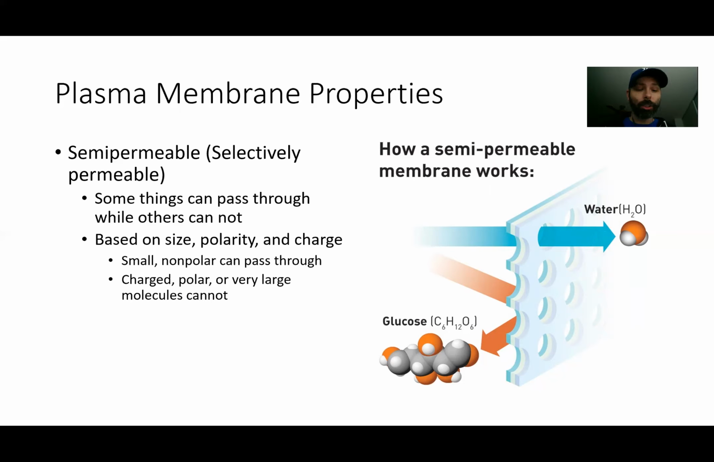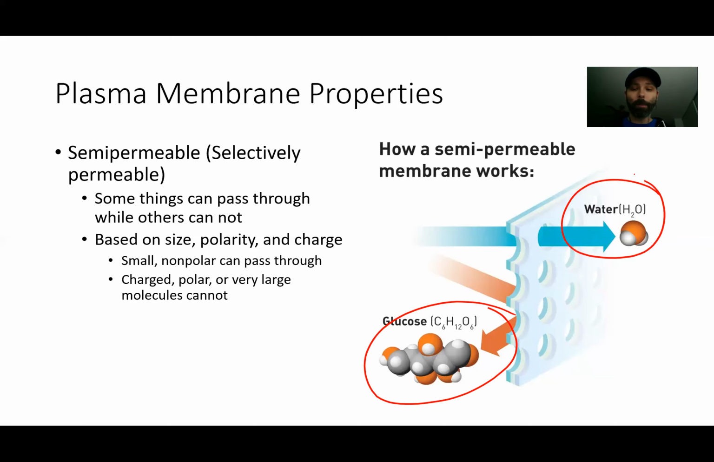But if you're charged, then you're not going to be able to pass through that center area of the phospholipid bilayer. And of course, no matter what your charge, if you're very large, you probably aren't going to be able to squeeze between the phospholipid molecules. And trying to get a large molecule through is going to end up causing a lot of structural damage to the bilayer. And so on the right, you have this graphic that shows glucose, which is a polar molecule and relatively large that cannot pass through the membrane.